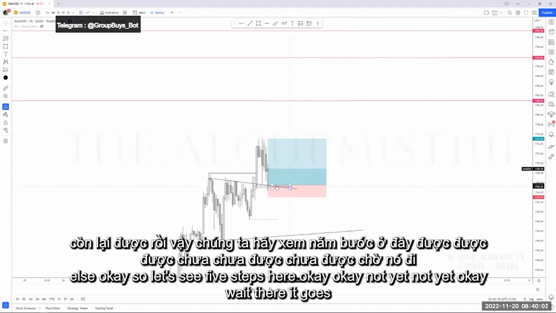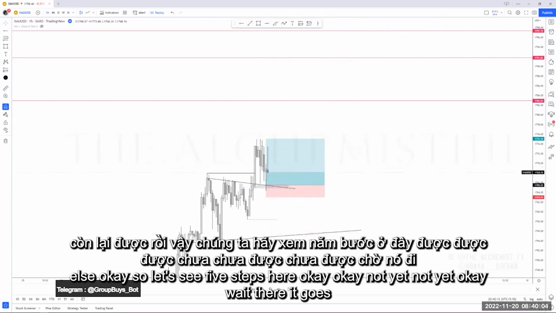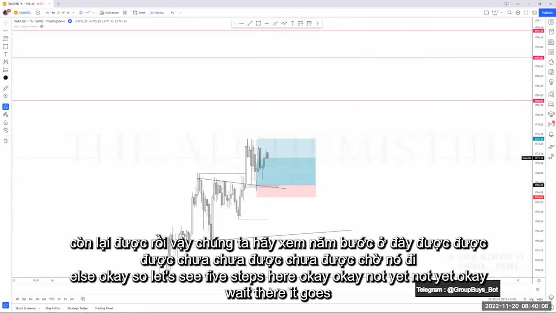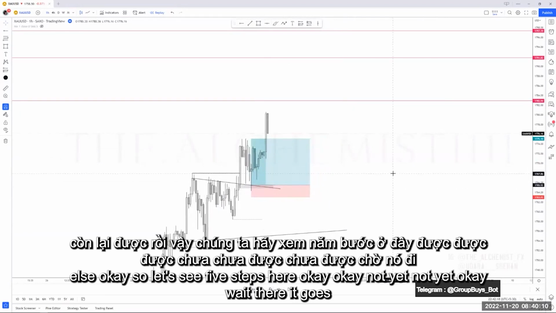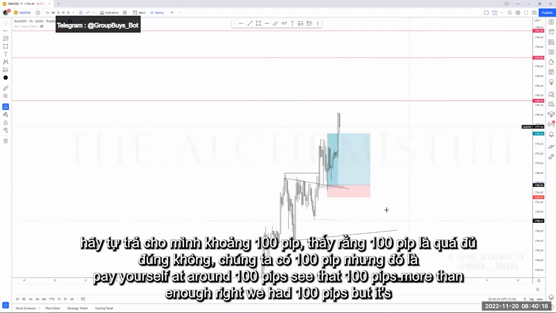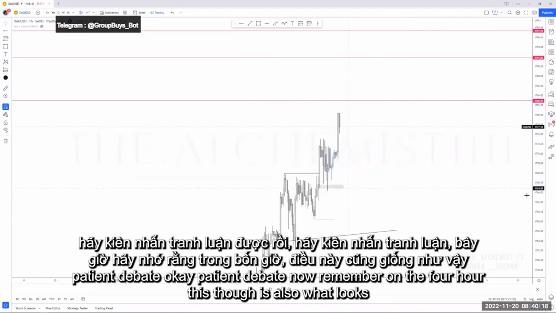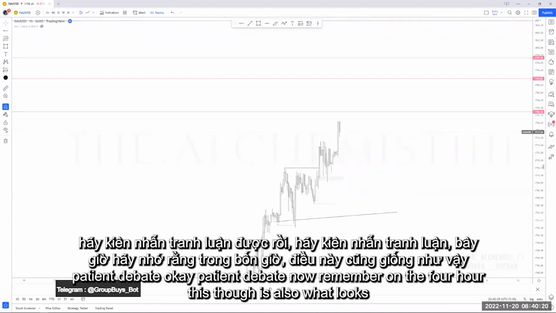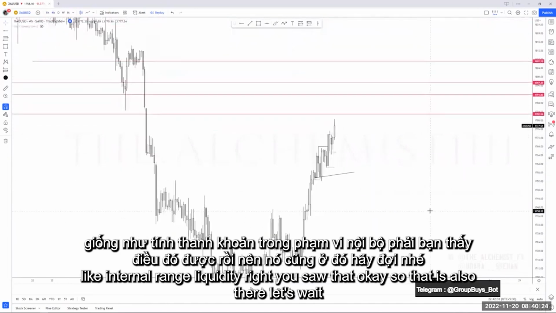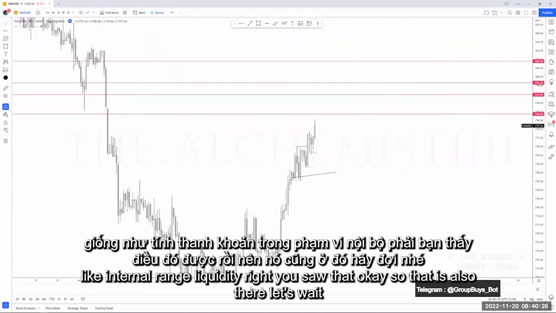Okay, so let's see. Price taps here. Not yet. Wait, there it goes. Pay yourself at around 100 pips. See there? 100 pips, more than enough, right? So let's patiently wait. Now remember, on the 4 hour, this low is also what? Looks like internal range liquidity, right? So that is also there. Let's wait.